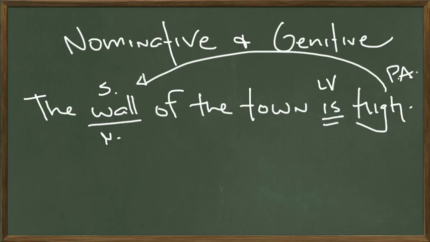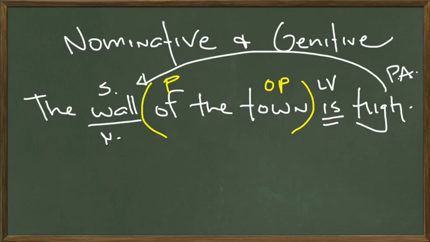We have of the town in this sentence here. Of is a preposition. Of what? Of the town. That's the object of the preposition. And this whole thing here is a prepositional phrase. I always have my students put them in parentheses. And we now have of the town in parentheses.